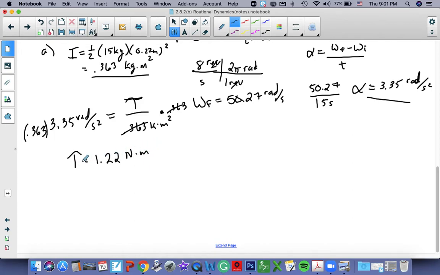And now we're trying to get the force out of this. So torque, again, torque equals force times radius. So we can plug in 1.22 Newton meters for torque. We don't know the force, and we know the radius. Let's check it. It was 0.22 meters. The radius is 0.22 meters. Divide by that.